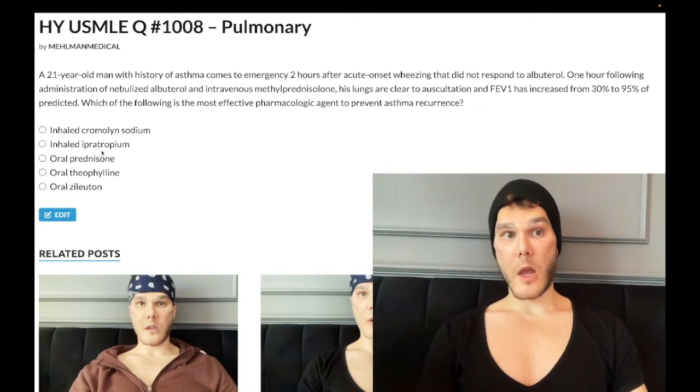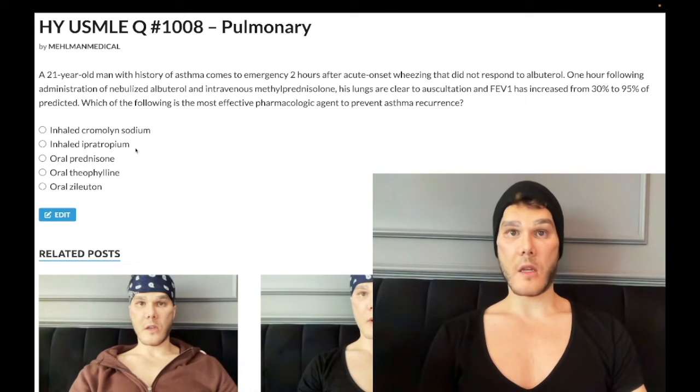Choice B, inhaled ipratropium. Wrong answer. So, a short-acting muscarinic receptor antagonist. No use for asthma on USMLE. Maybe if students have worked in pulmonary before, they say, Mike, I know ipratropium can be used for asthma. Not on USMLE. It's wrong, right? It's got a use case for COPD.